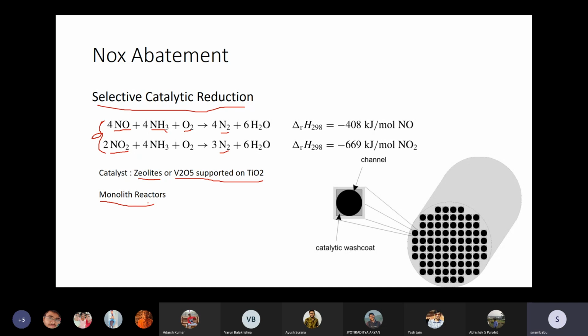Mono refers to single. Monolith means a single coated reactor. So it is like you take a cylinder, a cylindrical zeolite or whatever, and then they make it into small cylindrical channels, like continuous simple channels. This surface is coated with either zeolites or V2O5 support material.